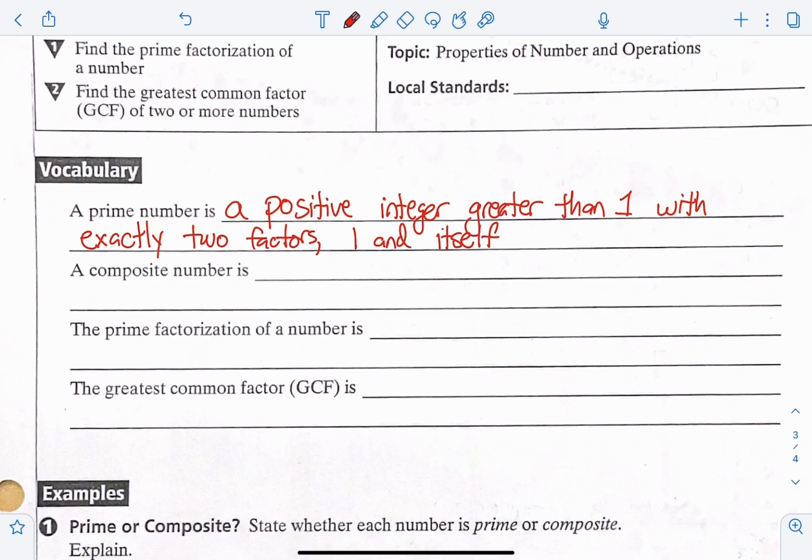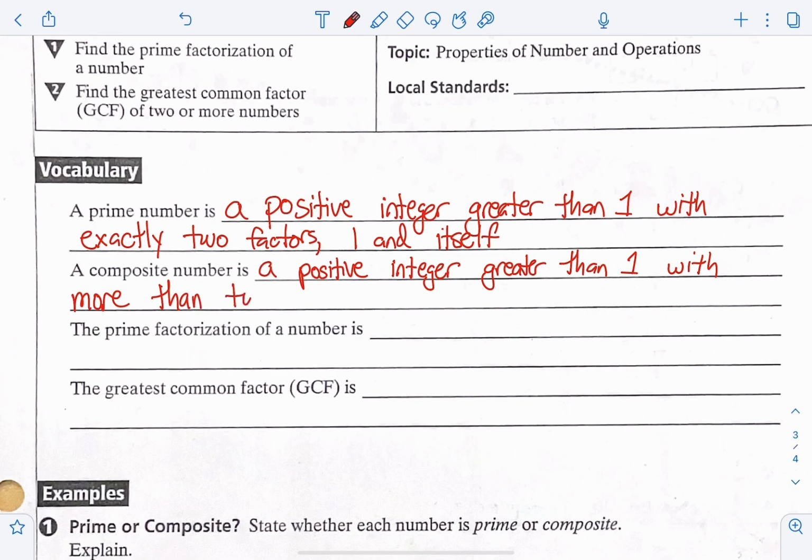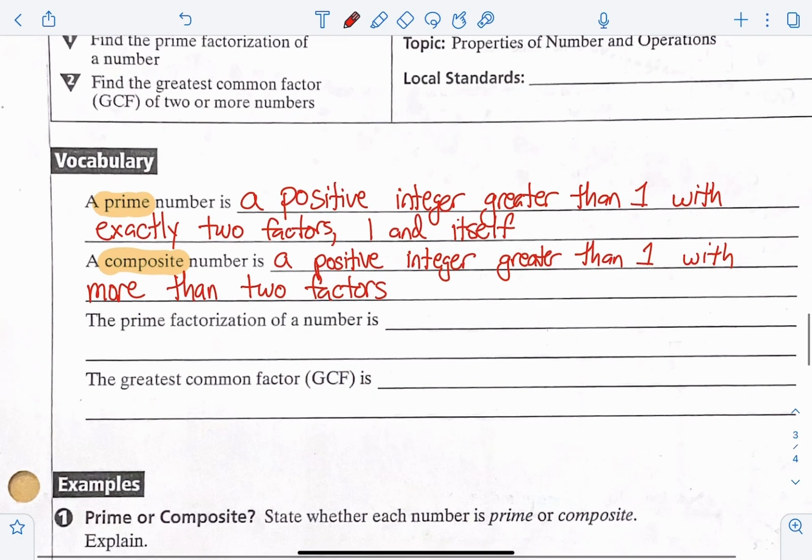Okay, a composite number is a positive integer greater than 1 with more than 2 factors. So basically, there's 2 choices. A number is either prime or it's composite. If it only has 1 and itself that go into it, it's a prime number. If it has more than that, it's going to be a composite number.